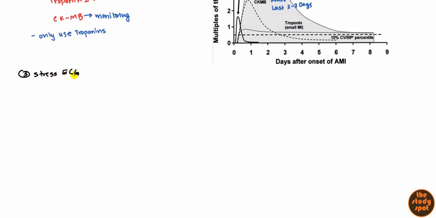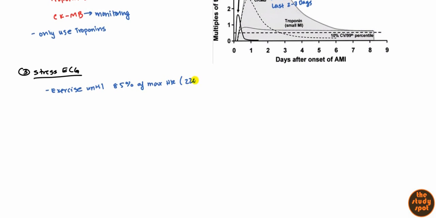Next, you can also do what's called a stress ECG. A stress ECG is when you put a patient on a treadmill and you ask him to exercise until he is at 85% of his maximum heart rate. So how is maximum heart rate determined? That's 220 minus the age. So you do that calculation and you get 85% of it.